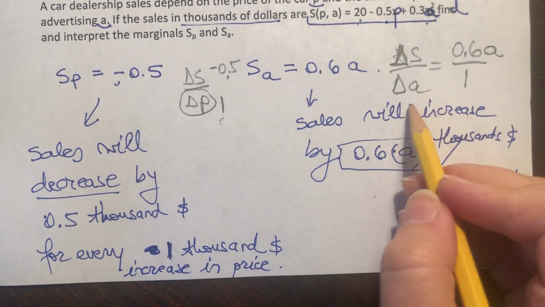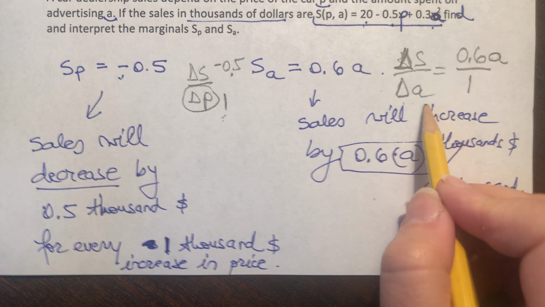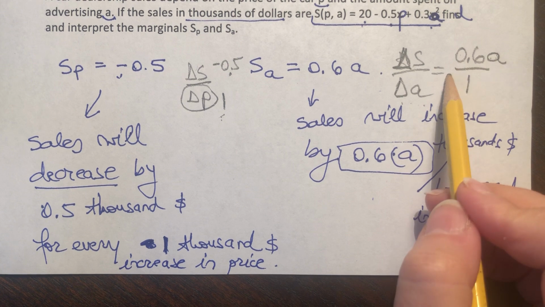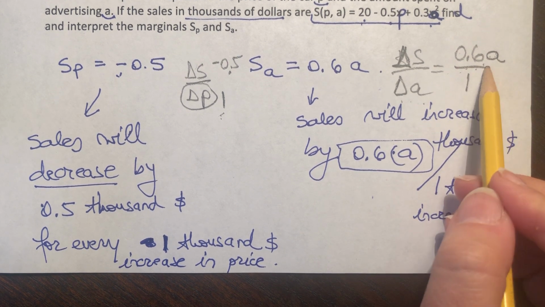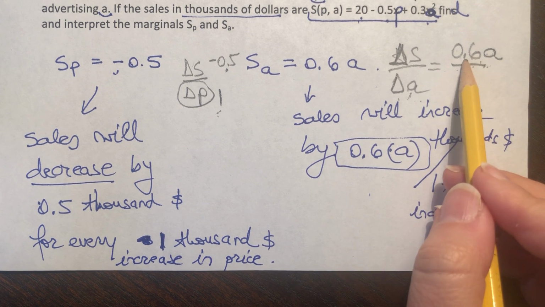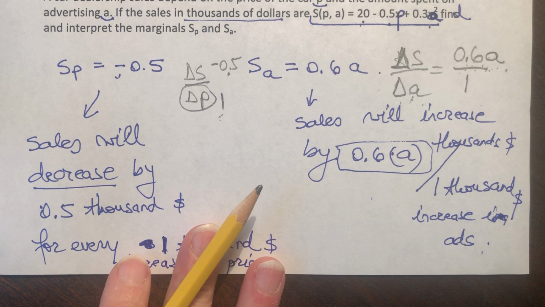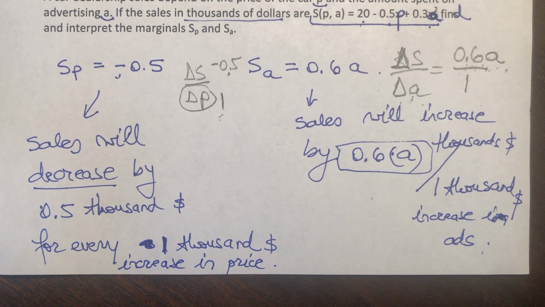So if you increase the ads from 5,000 to 6,000, then the amount of sales will be 0.6 times that 5, that 5,000. So you go from 5 to 6, that still is 0.6 times 5, because it depends where you've started. So it depends on A. Okay. All right. So this is it. That's section 4.2.